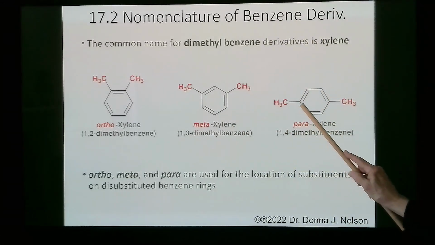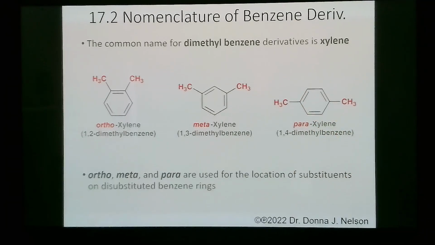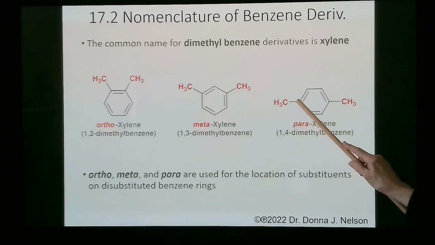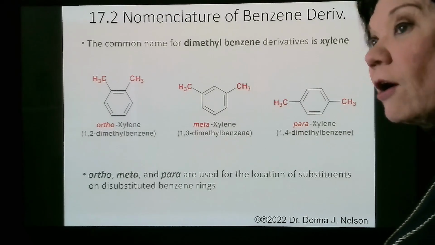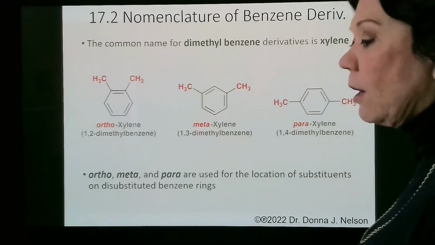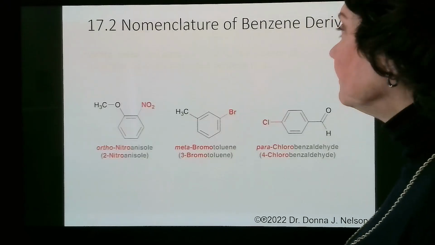And the 1,4 substitution is said to be para-xylene. So these two methyls would be said to be para to each other, or this methyl is para to the other methyl, or in the para position.